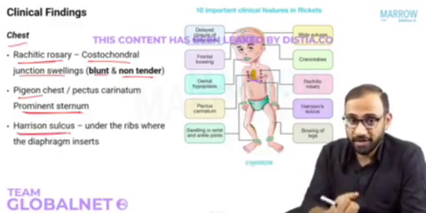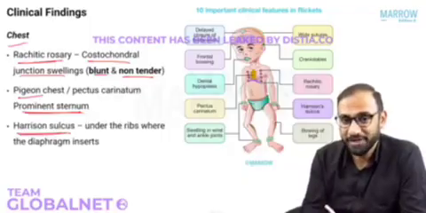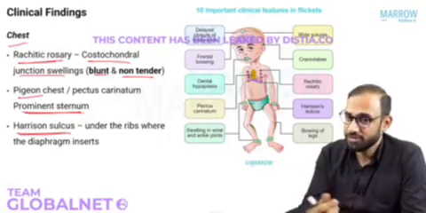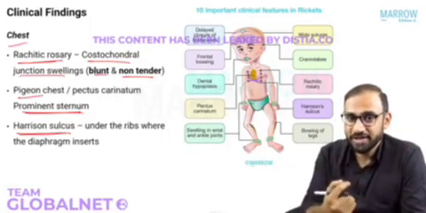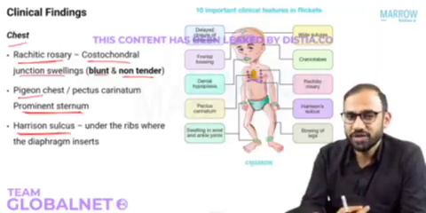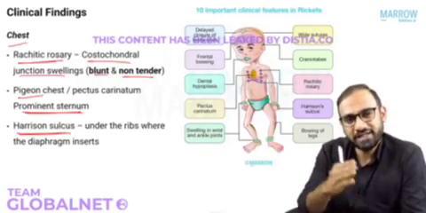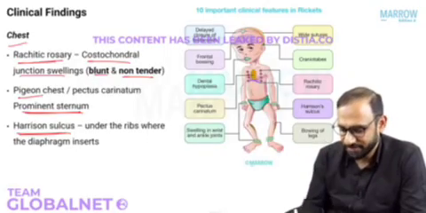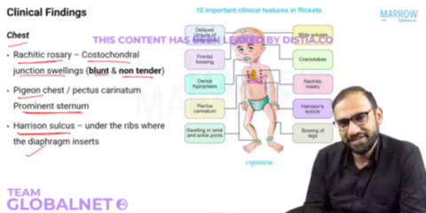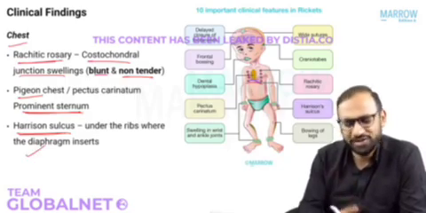And it constantly contracts because the muscle has to contract because you have to breathe. The ribs are soft because the bones are soft. And as this diaphragm contracts, the part at which it inserts on the ribs starts to pull the ribs, and hence there will be a bending or a sulcus there. That is known as Harrison sulcus. Okay? So these are the findings. You know all of these findings.